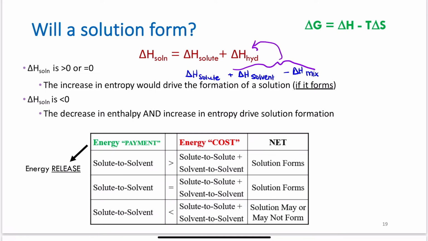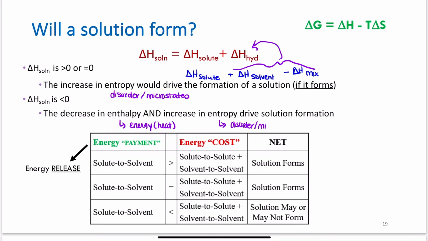If delta H of your solution is greater than or equal to 0, the increase in entropy, disorder, or microstates drives the formation of a solution if it actually forms. If the delta H of solution is less than 0, the decrease in enthalpy and increase in entropy will drive the solution to form, no matter what. So energy or heat has been decreased, and disorder or microstates has been increased.